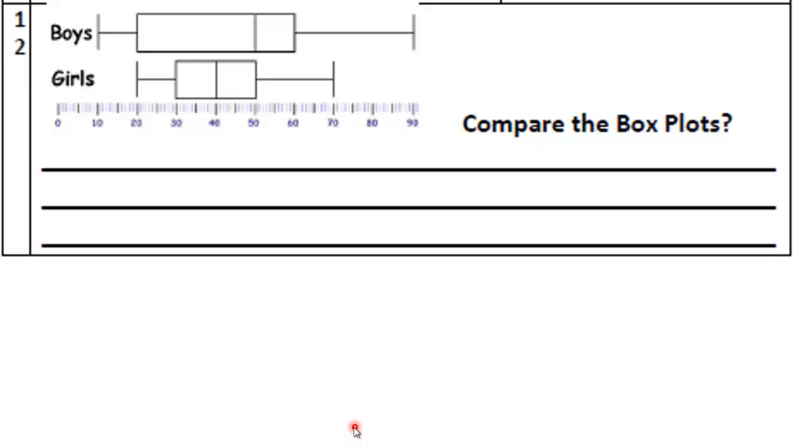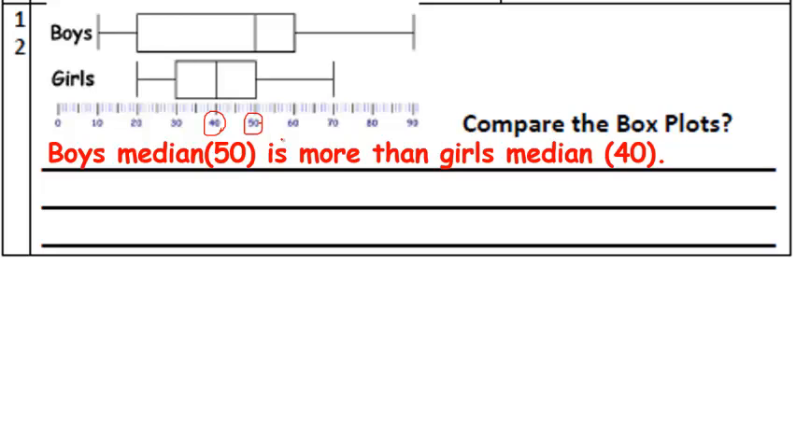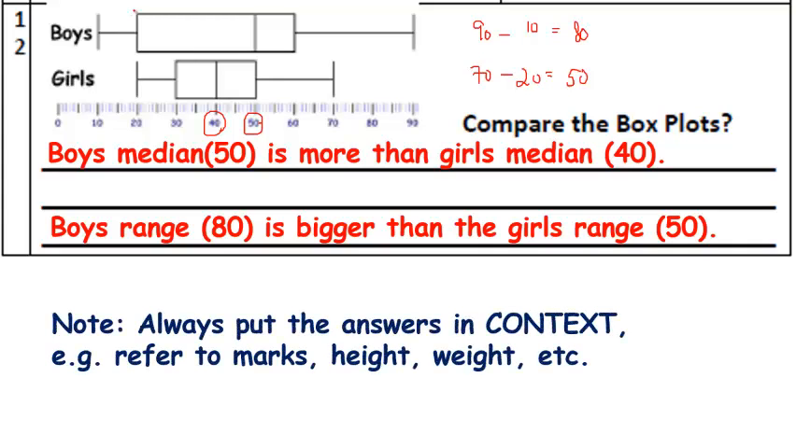Okay, pretty straightforward there. In question 12, you need to do a bit of additional working as you do the question. So we'll work it out as we go along. The boy's median is 50. The girl's median is 40. And I just need to write a basic sentence. The boy's median, 50, is more than the girl's median. If I think about the range, the boy's range is going to be 90 take away 10, and that's 80. The girl's range is 70 take away 20, and that's going to be 50. So I'm just going to compare those. The boy's range, 80, is bigger than the girl's range, 50.